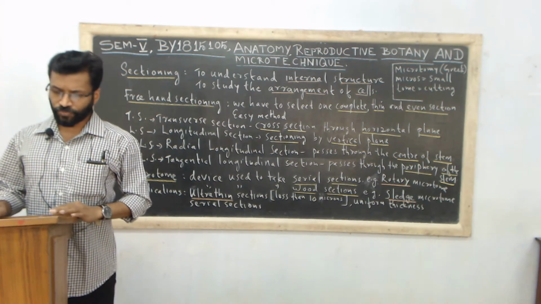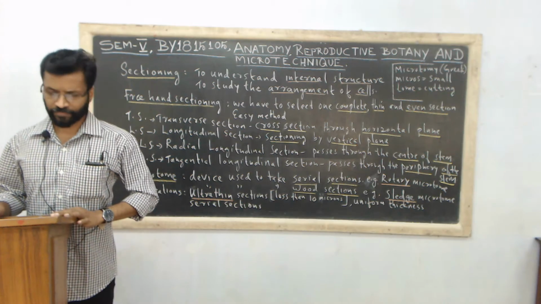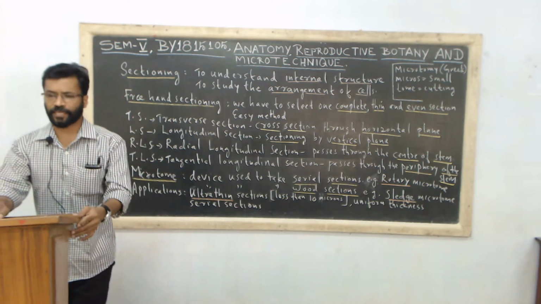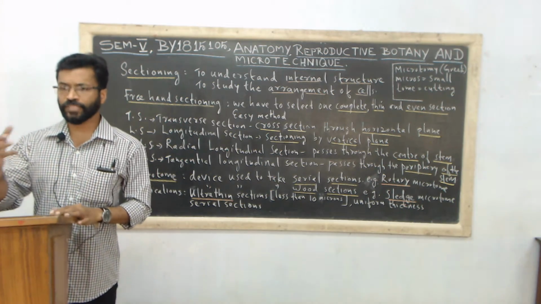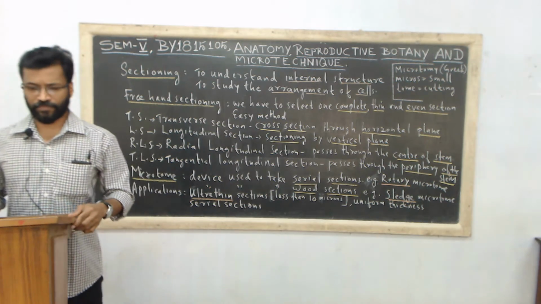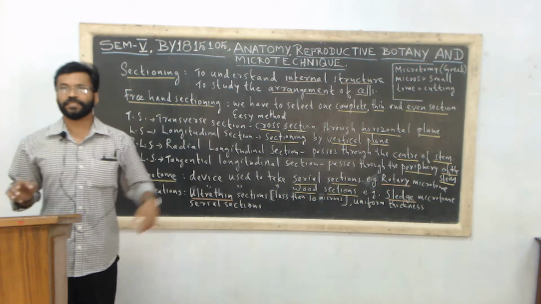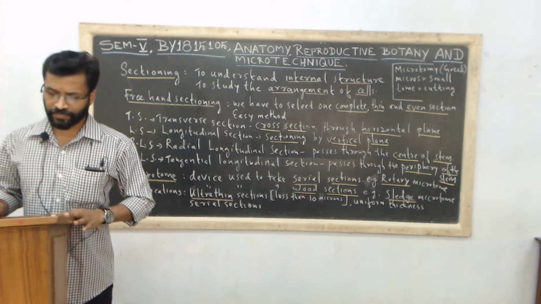Sectioning is of two types, mainly. First one is freehand sectioning. Freehand sectioning is done by using our hands with the help of a knife or razor. So freehand sectioning is the sectioning with the free hand with the use of knife or blade or razor.